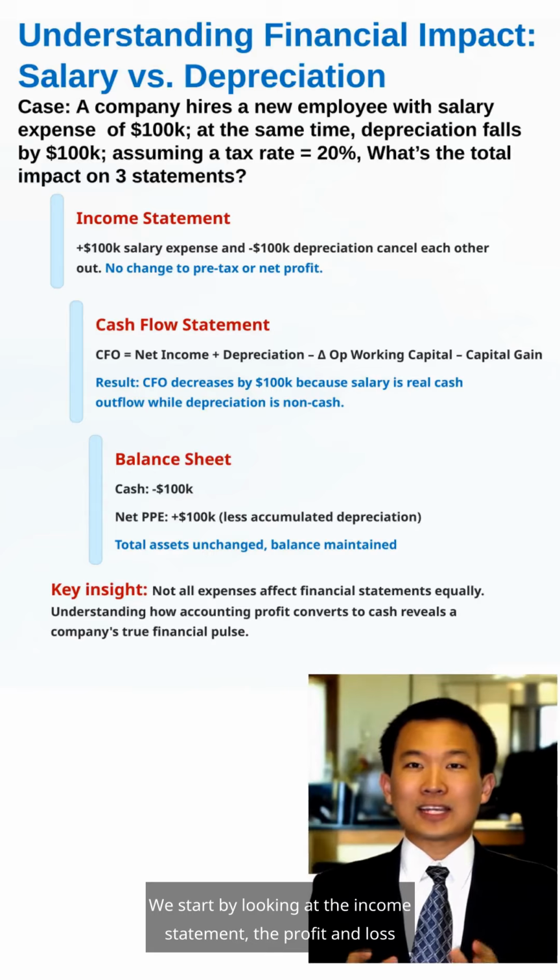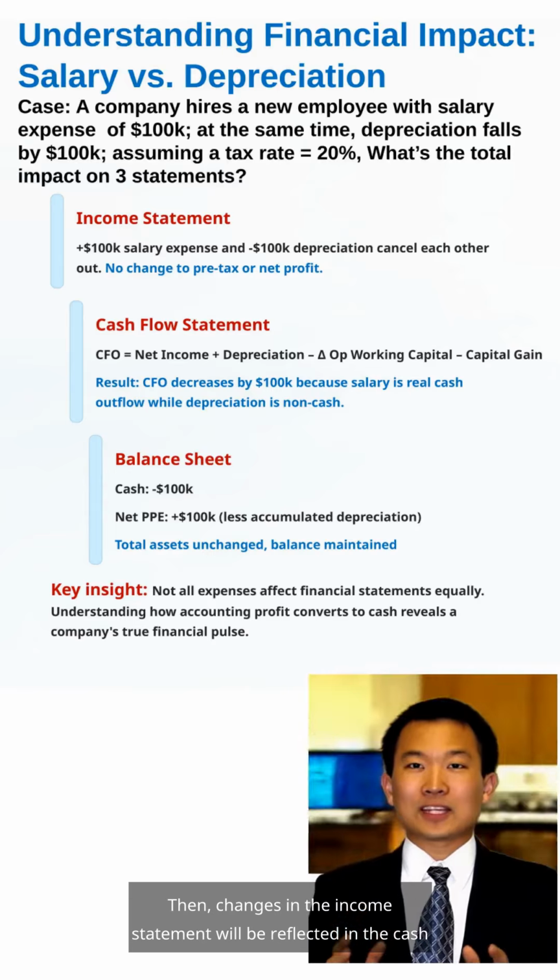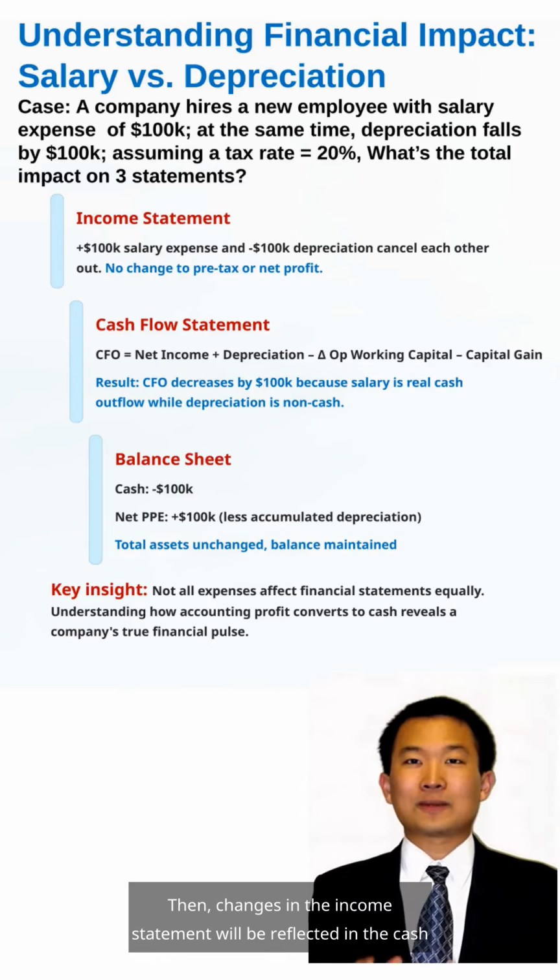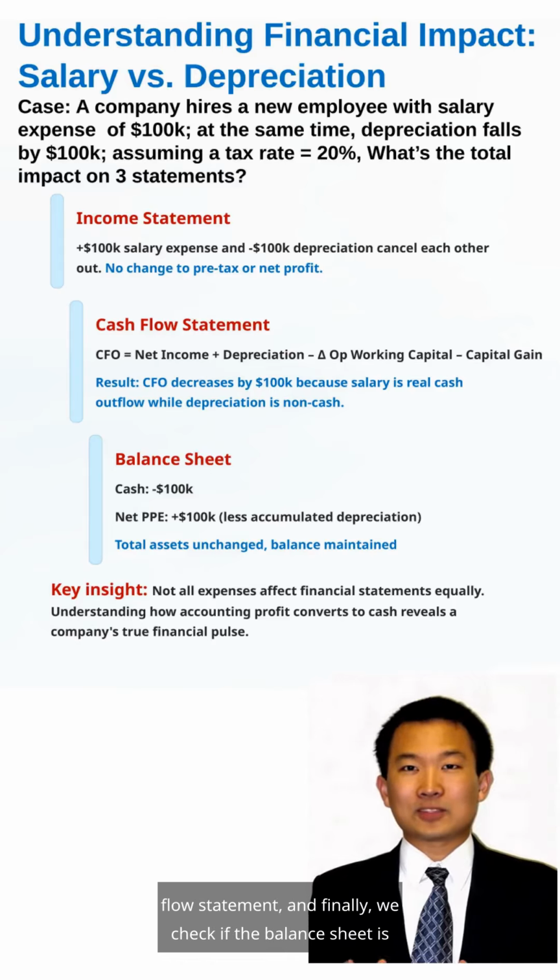We start by looking at the income statement, the profit and loss statement. Then changes in the income statement will be reflected in the cash flow statement. And finally, we check if the balance sheet is balanced.